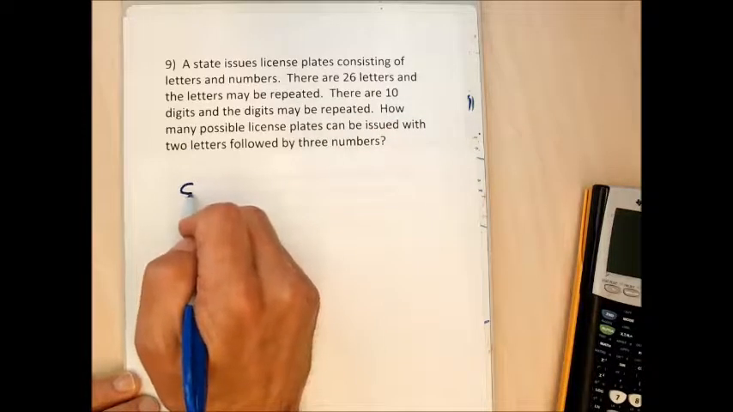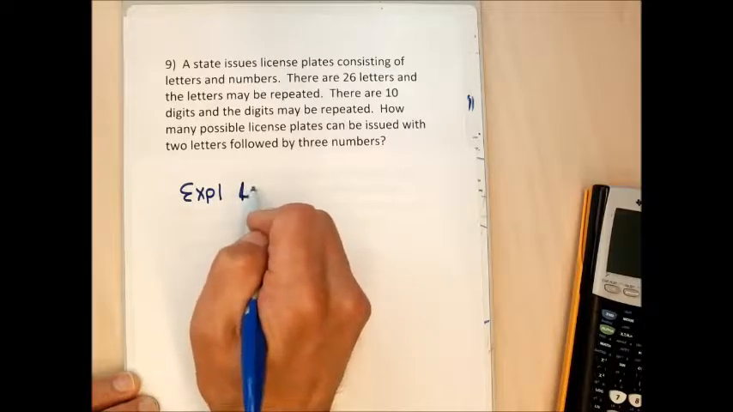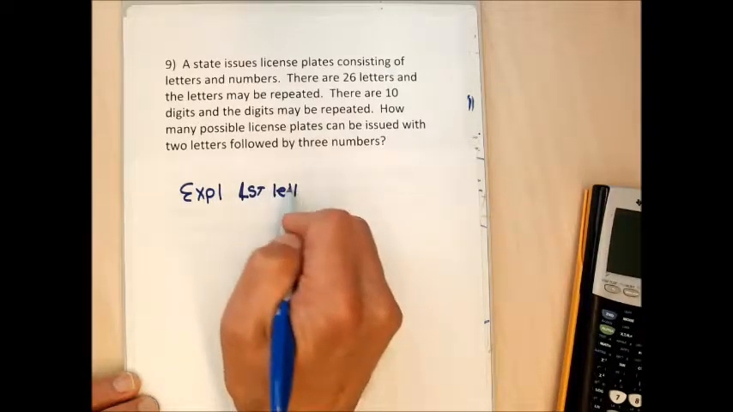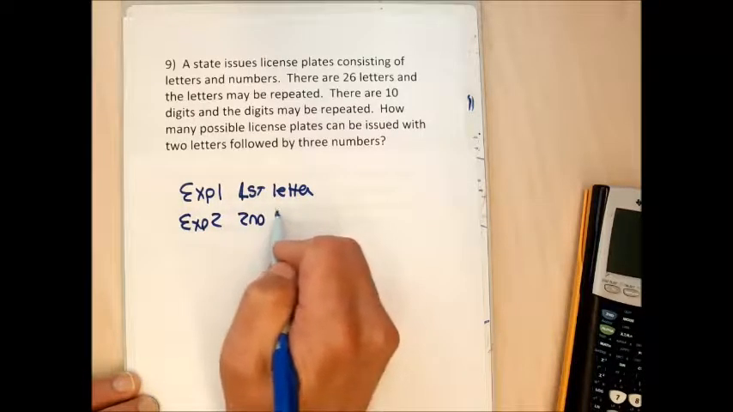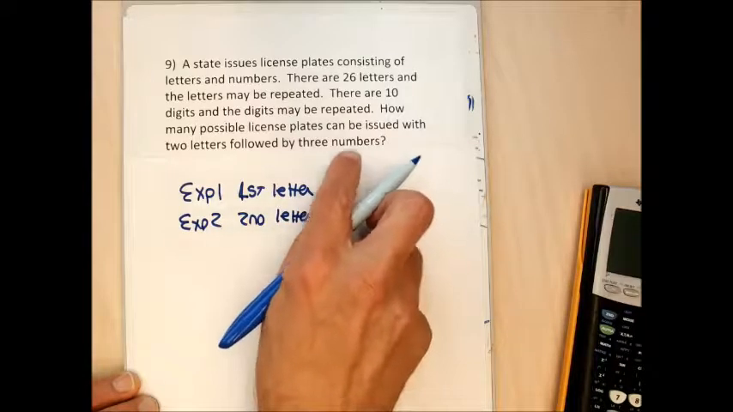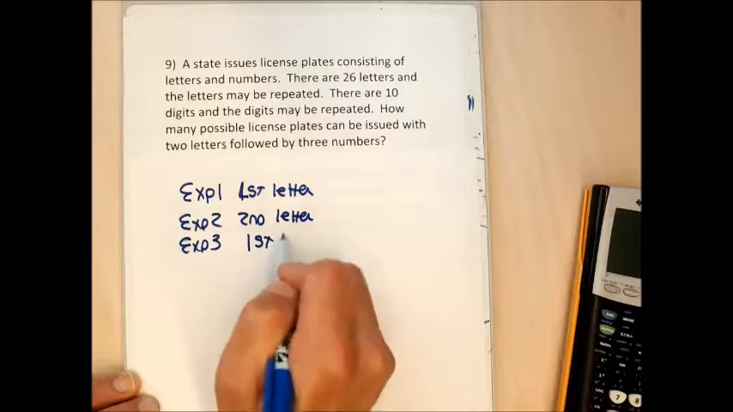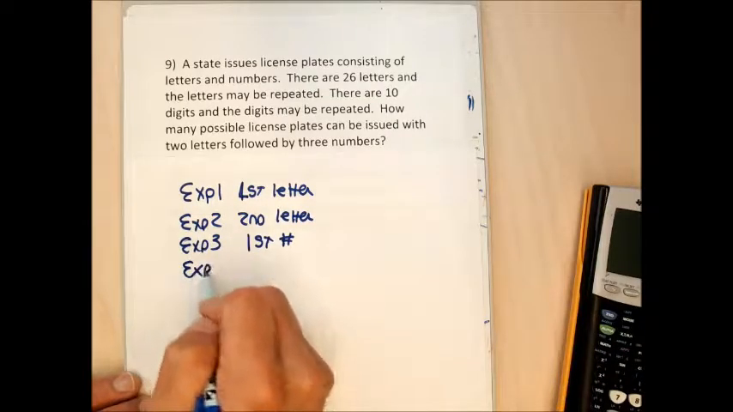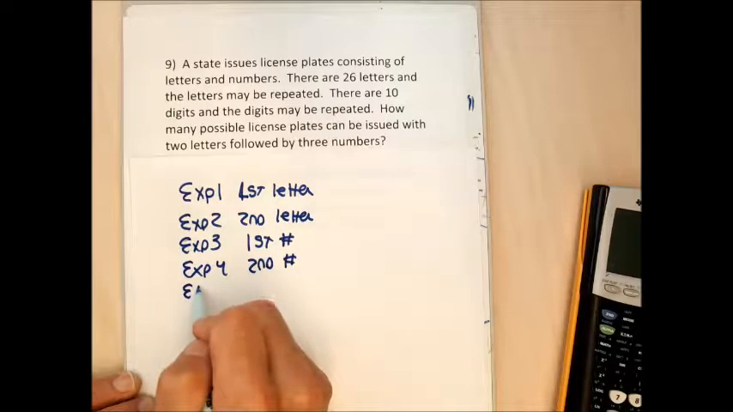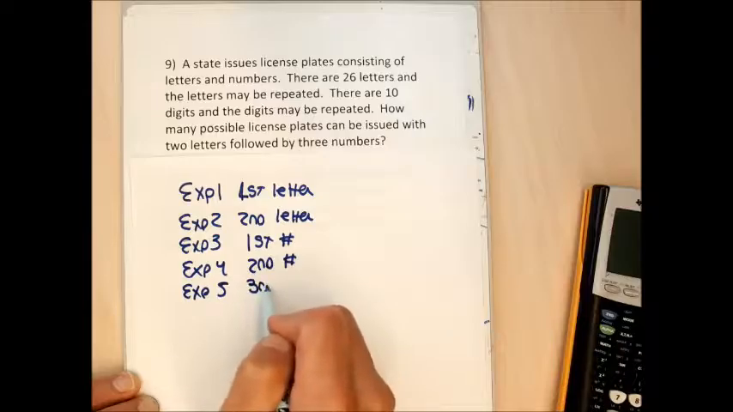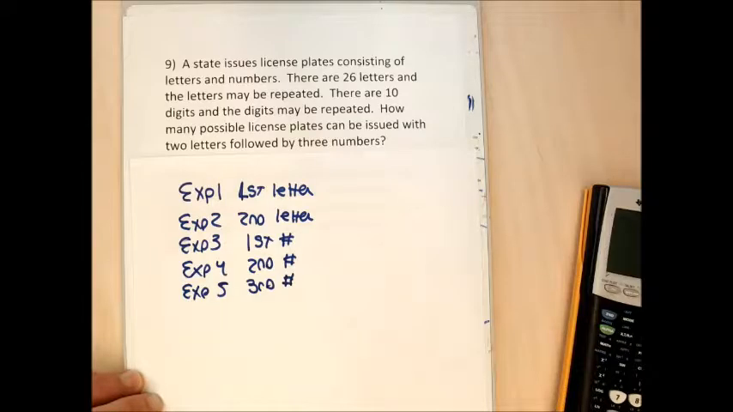So experiment 1 is going to be getting the first letter. Experiment 2 is getting the second letter. And then experiment 3 is going to be getting the first number. Experiment 4 is getting the second number. And experiment 5 is getting the third number. So I need to get 2 letters and 3 numbers. Now I need to find the number of outcomes for each.